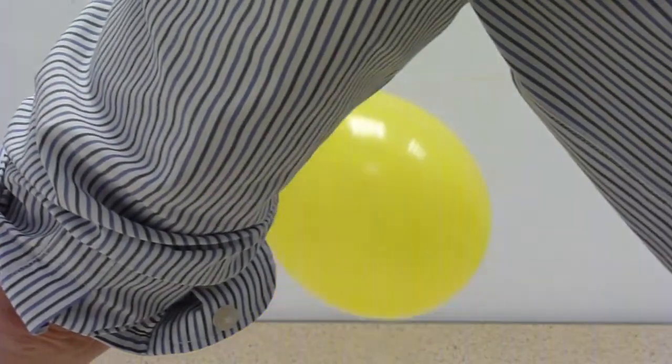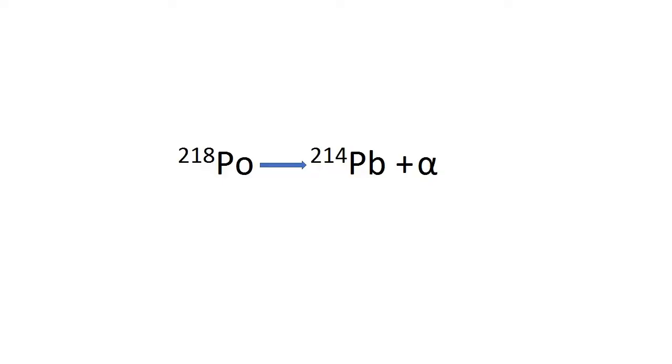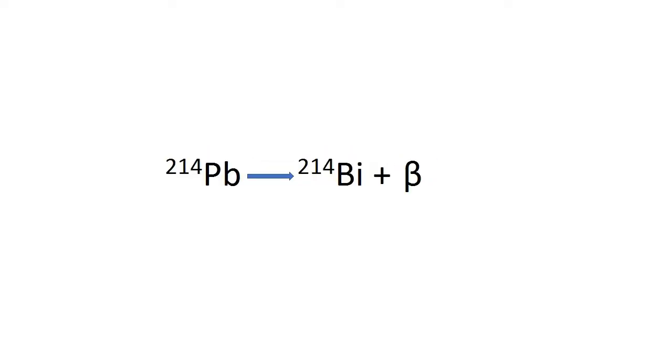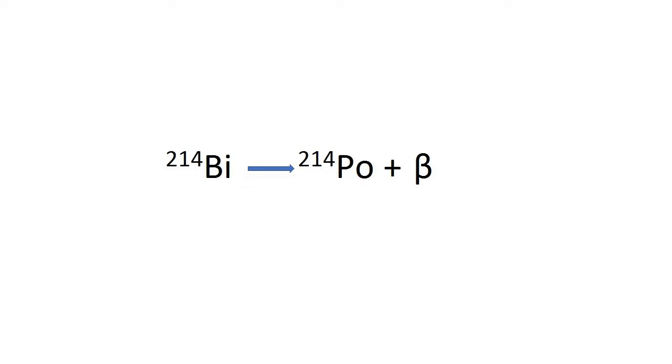Polonium-218 has a half-life of just over 3 minutes, decaying by alpha emission to lead-214. Lead-214 is also radioactive. It decays via beta emission to bismuth-214 with a half-life of about 27 minutes. Note that we won't show gamma emissions in the following equations.